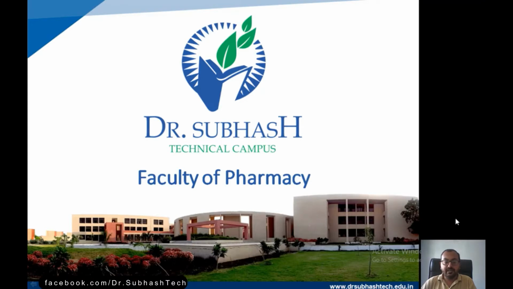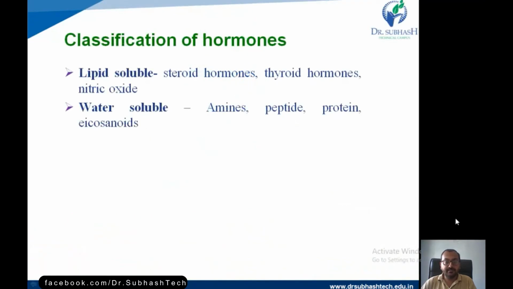Today, we will start with the classification of hormones. There are basically two types of hormones: lipid soluble and water soluble. Lipid soluble hormones include steroid hormones, thyroid hormones, that is T3, T4, and calcitonin, along with nitric oxide. Water soluble hormones include amines, peptides, proteins, and eicosanoids.